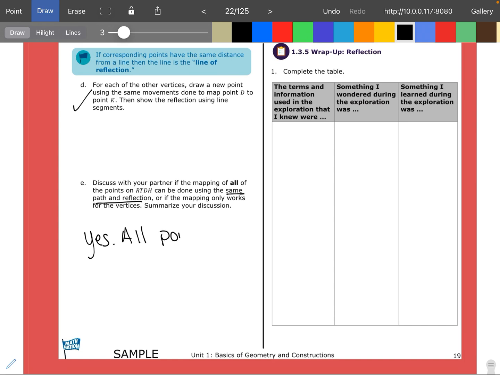All right, you are not going to get anything out of this lesson unless you play with the patty paper and give yourself some time to be able to do that.